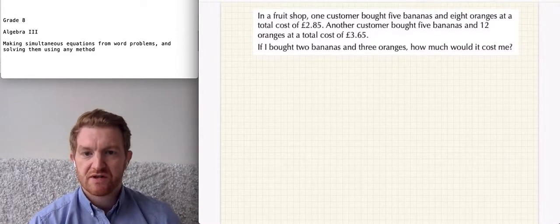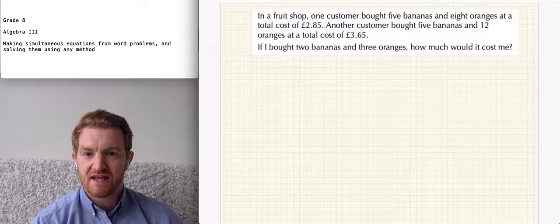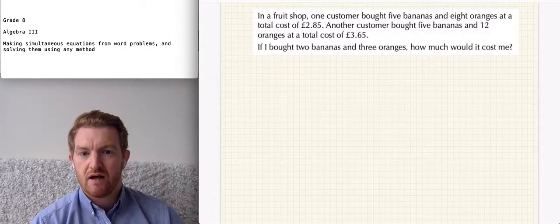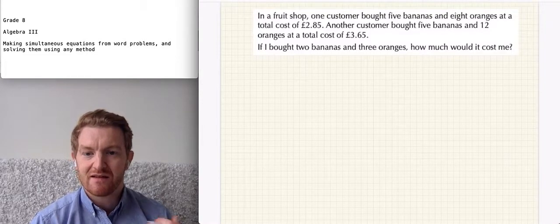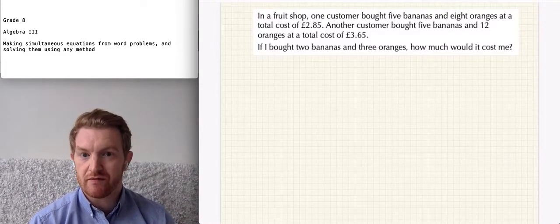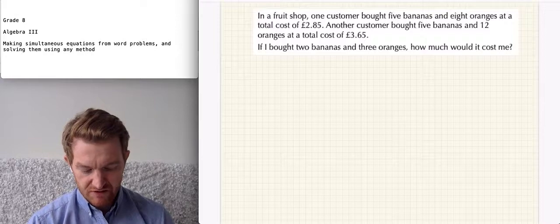Okay, so we've got a different type of question. It says in a fruit shop, we've got 5 bananas and 8 oranges for $2.85. 5 bananas and 12 oranges for $3.65, and then it gives you a third equation which it wants the sum of. So what this question is saying, let's do the first part first. We've got 5 bananas and 8 oranges.